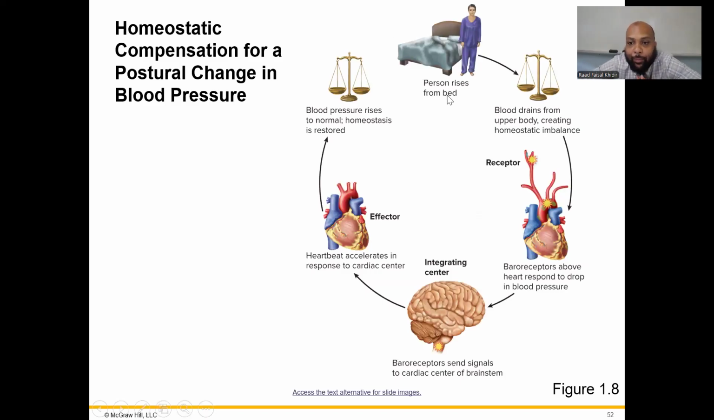So now let's look at here. A person rises from bed. So the blood drains from the upper body, creating homeostatic imbalance. So now there is an imbalance. There is less blood in the head and neck compared to the rest of the body. So now the baroreceptors sense that stimulus, and the baroreceptors above the heart respond to the drop in the blood pressure. And then there is an integrating control center where the baroreceptors send signals to the cardiac center of the brainstem. Then the heartbeat accelerates in response to the cardiac center. Then the blood pressure rises to normal and homeostasis is restored.